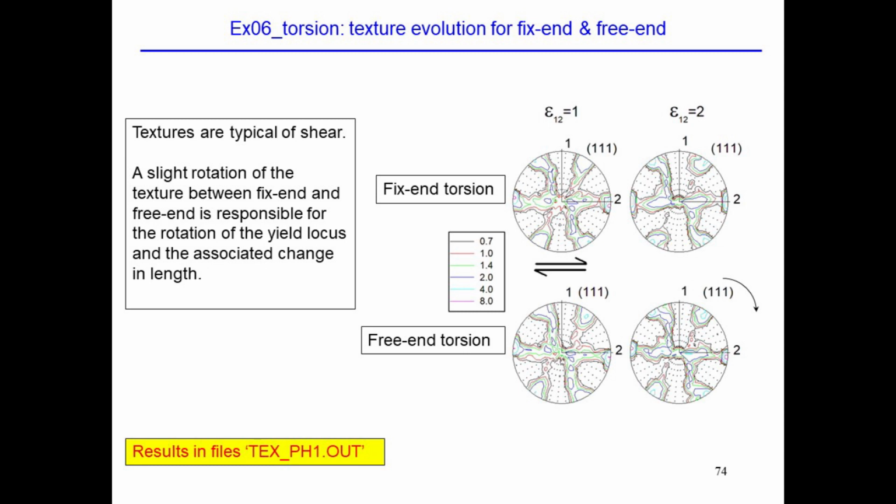They are slightly rotated. This is after 100%, after 200%. This texture is slightly rotated with respect to that texture, but that is enough to give you some effects that we will see. So this is the kind of texture that you should get if you run the example.